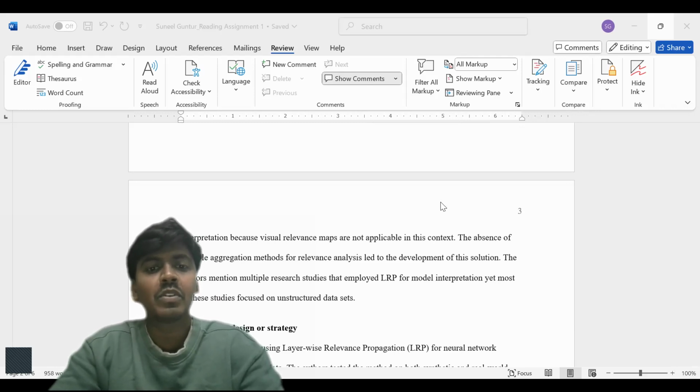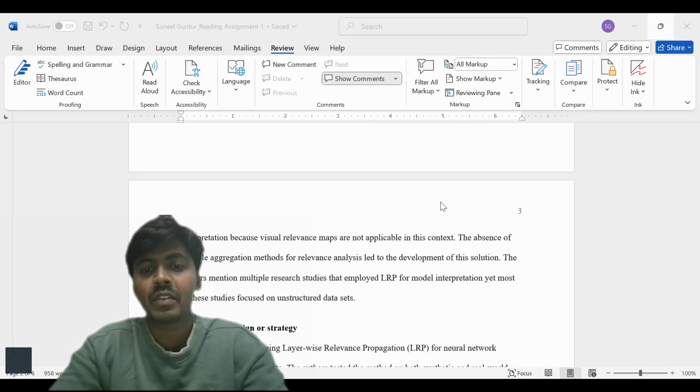The authors mentioned multiple research studies that employed LRP for model interpretation. Most of these studies focused on unstructured datasets.